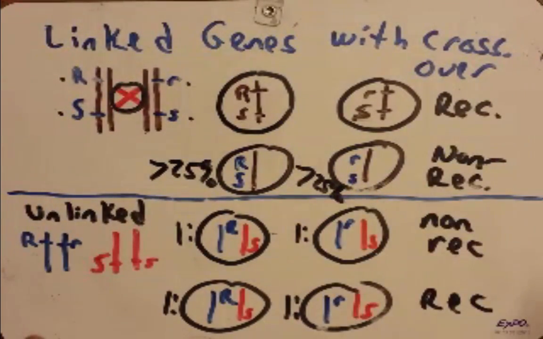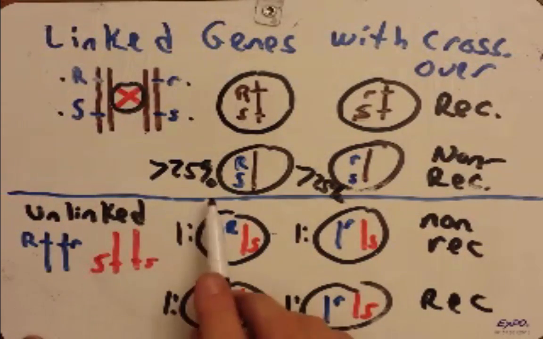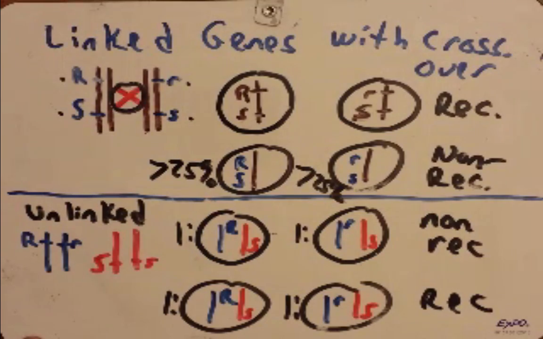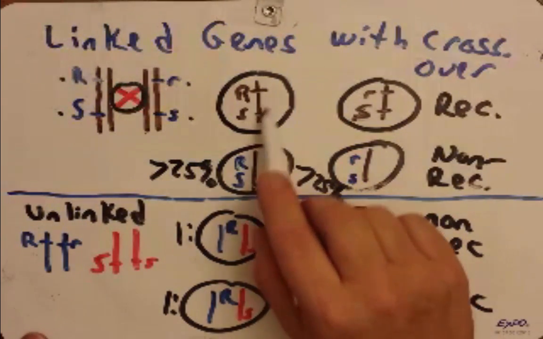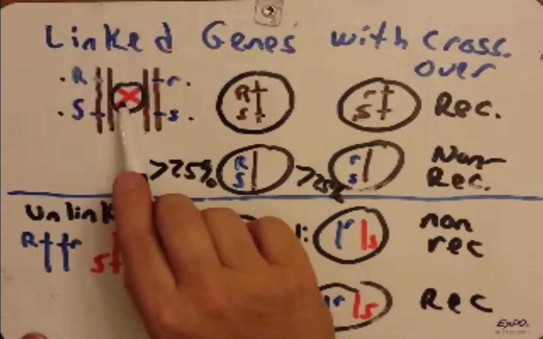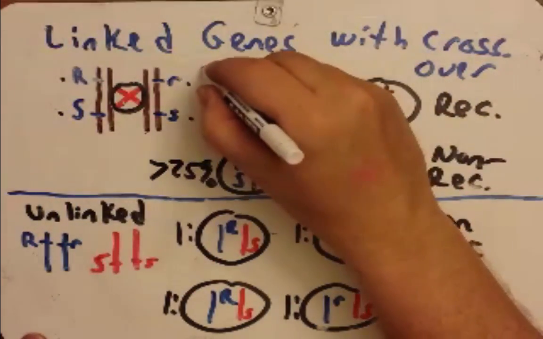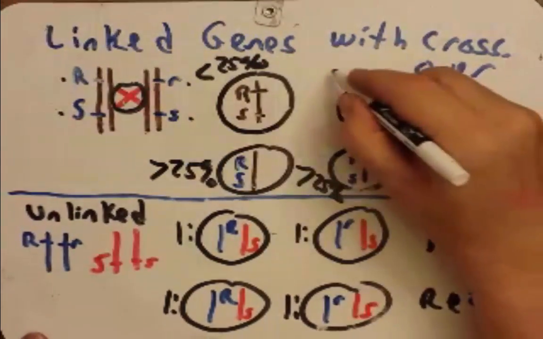So over here we're going to have greater than 25% for these. We don't know how much greater because we don't know how many times the crossing over event occurs. But we know that it's going to be greater than 25%. So they have to be more than 25%. And we know that these, the recombinants, since crossing over is rare, are going to be less than 25%.